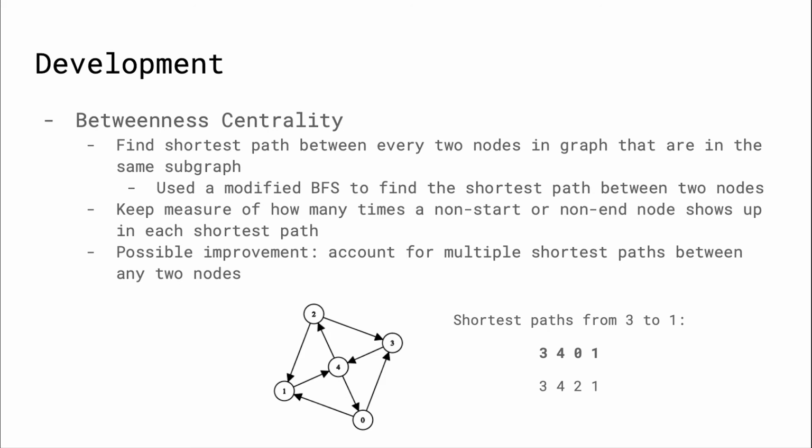And then you just do a little bit of basic counting. You count how many times a node is present in a path, and you keep track of that in a separate map, and then at the end of it, you just divide by the total number of shortest paths that we found.